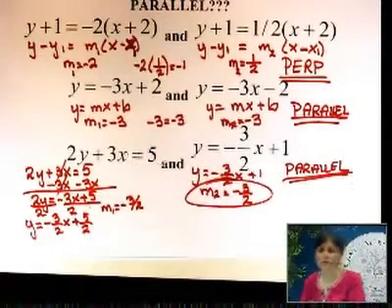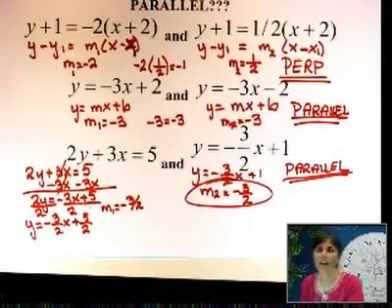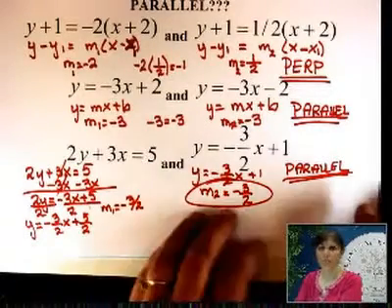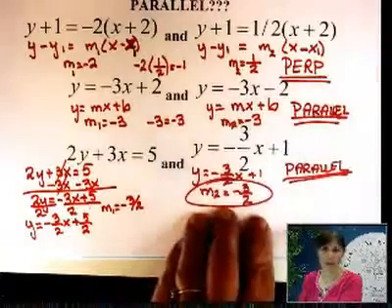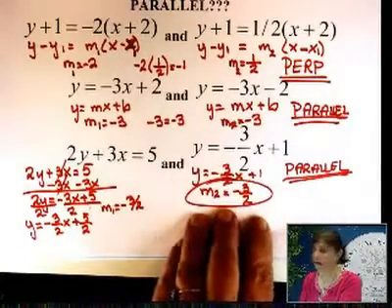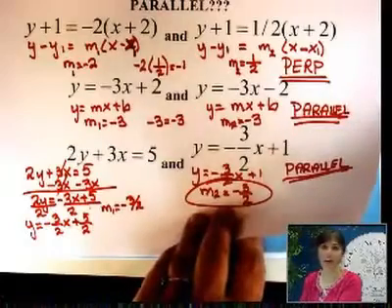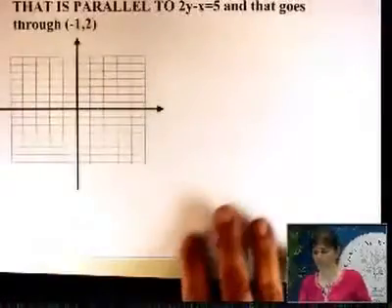So what did I do? I just made sure that they are in the same form, and then pulled out the slopes and saw if their product is -1 or they are exactly the same. If neither one of them happens, that means they are neither parallel nor perpendicular.